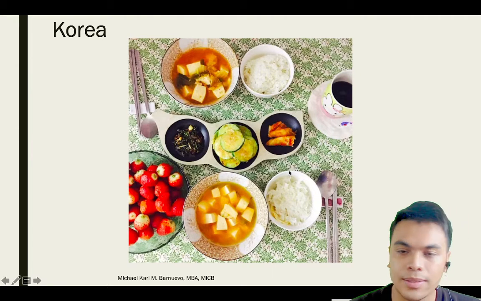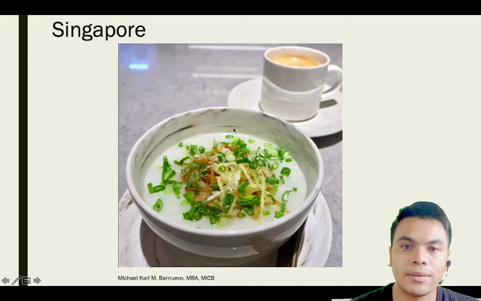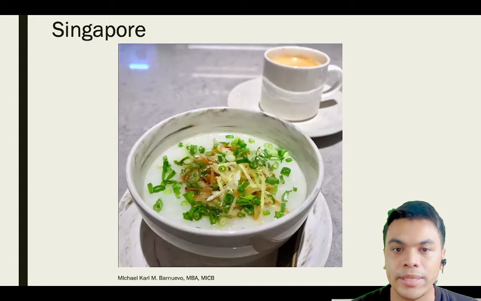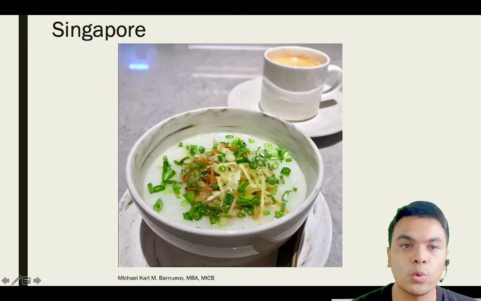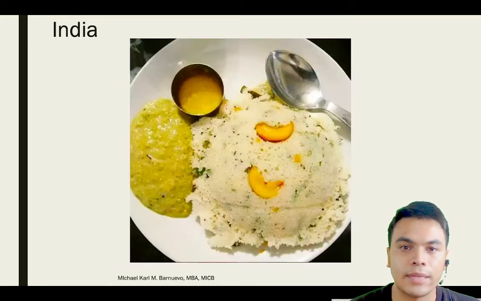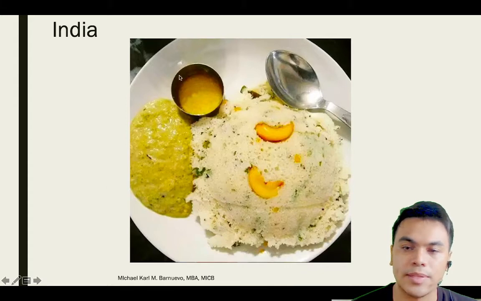For those who love samgyup, this is very familiar to you. Singapore has congee also, with coffee. Sir, what is congee? Lugaw. India, again, I forgot this type of bread, with their spices. The spices are very important in India.